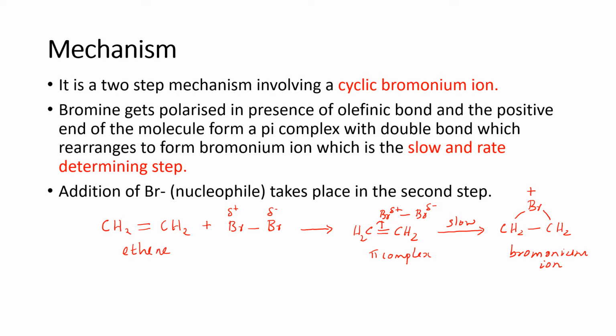And in the second step, the Br minus, which is the nucleophile, gets added to the cyclic bromonium ion, and we get the final product, that is 1,2-dibromoethane.